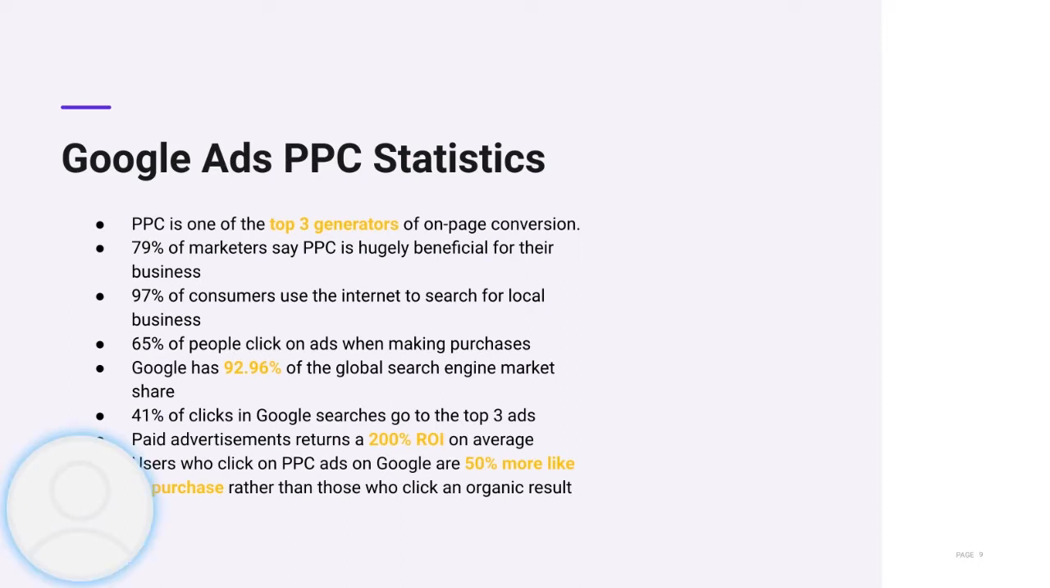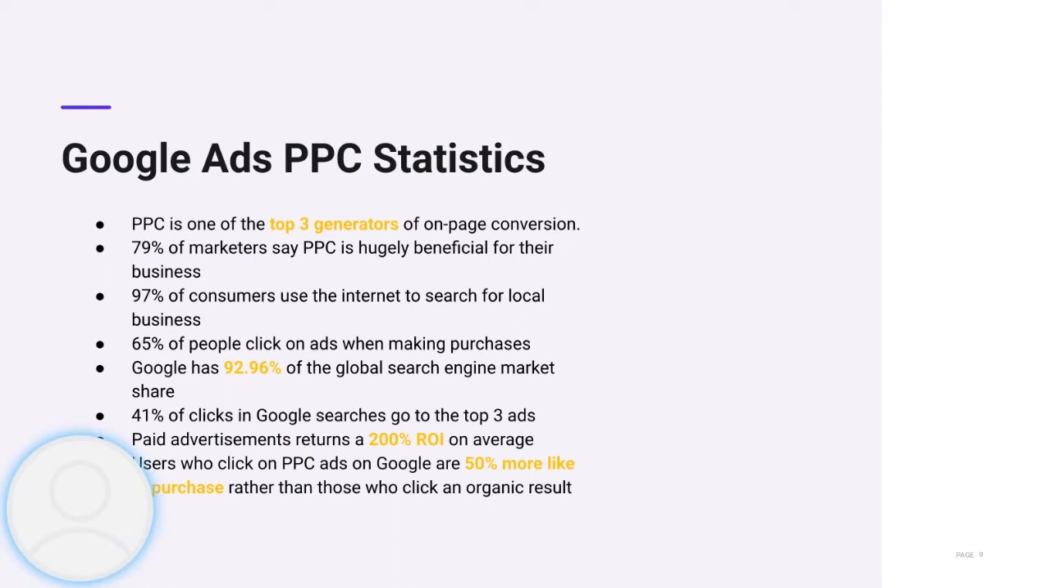41% of clicks in Google searches go to the top 3 ads. Paid advertisements return a 200% ROI on average. And then finally, users who click on PPC ads on Google are 50% more likely to purchase rather than those who click on an organic result.